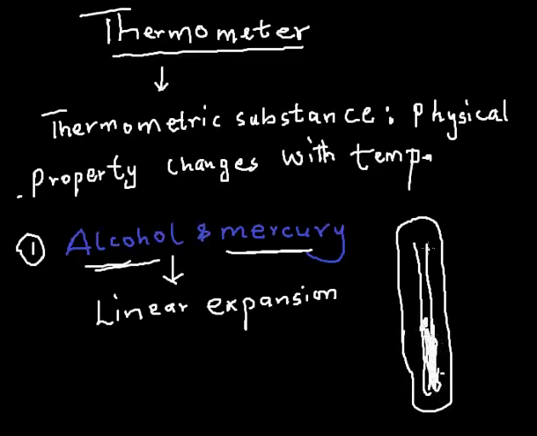So if I carry this thermometer and place it on an object, then what happens? The mercury inside the capillary will rise based on the temperature of that object. The same thing happens with alcohol. So linear expansion, or generally you can say thermal expansion.